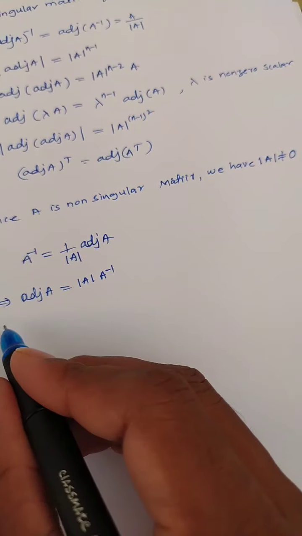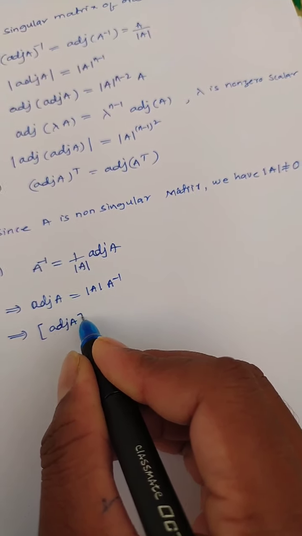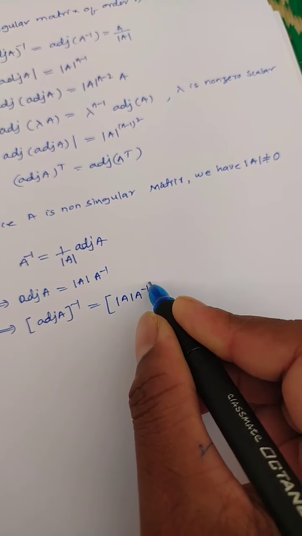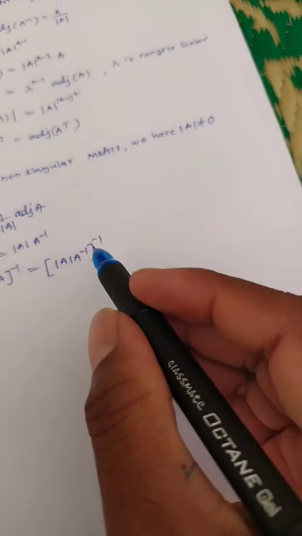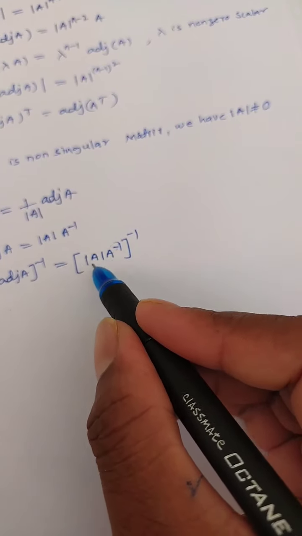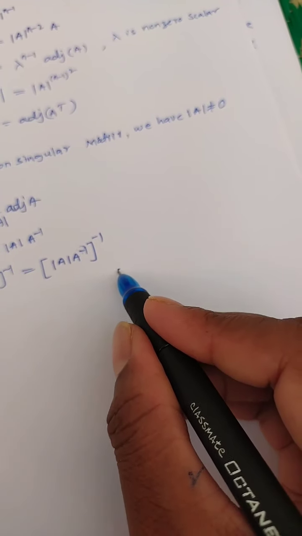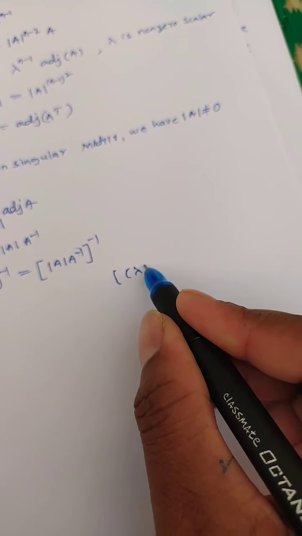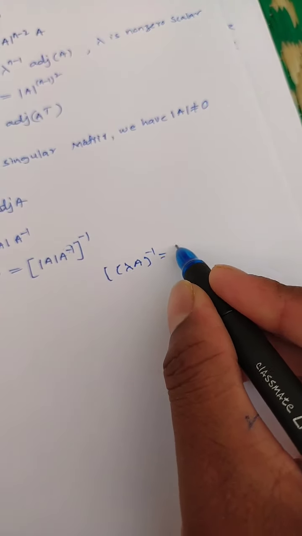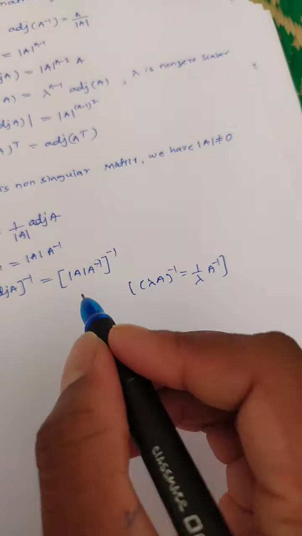Now taking the inverse on both sides. Adjoint A whole inverse equal to det A into A inverse whole inverse. See here, A inverse is a matrix and det A is a value, a constant. Det A is the value of the matrix, so you will get some number, so it is a constant. And we know one condition, already we proved in the previous theorem. Lambda is a scalar and A is a matrix. Lambda A whole inverse is equal to 1 by lambda into A inverse. We know this condition, so I am using this condition here.